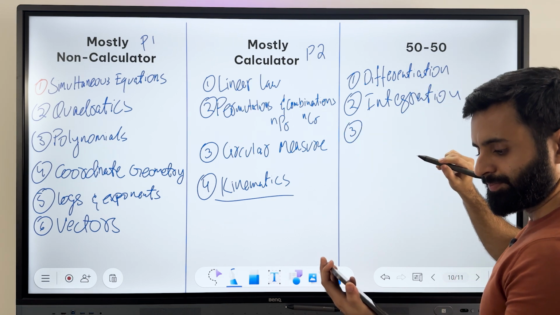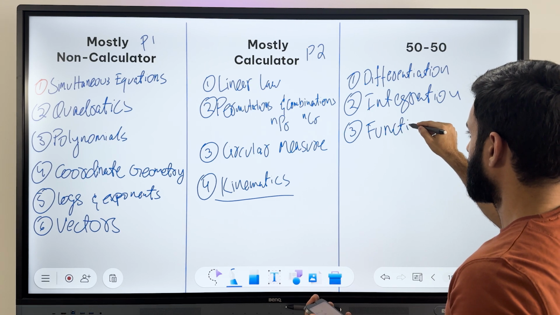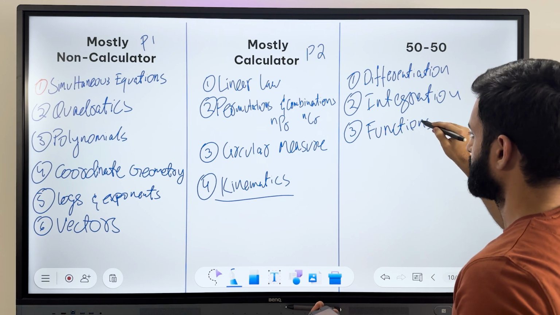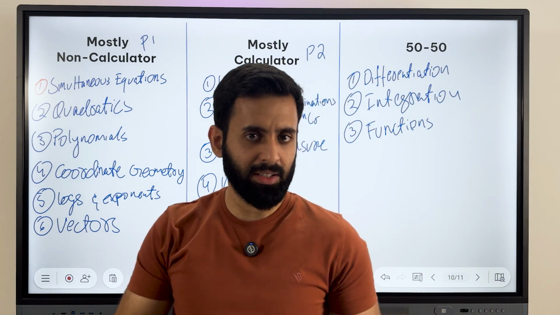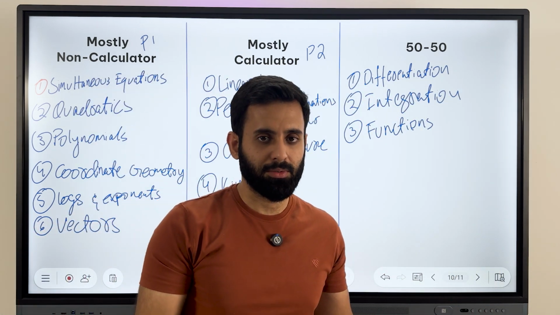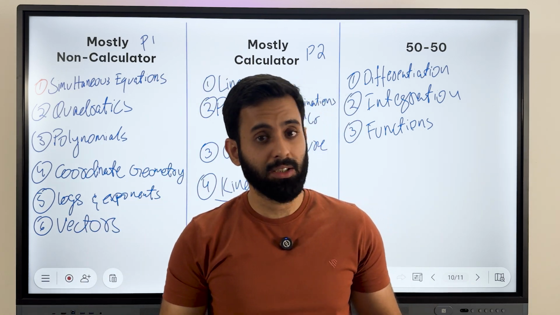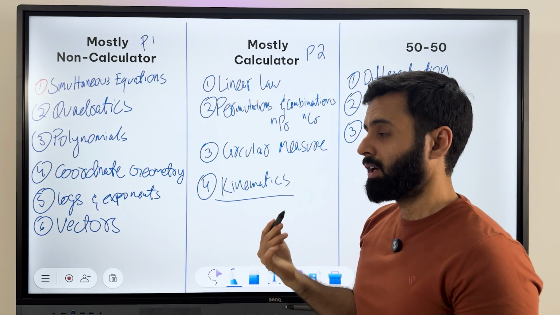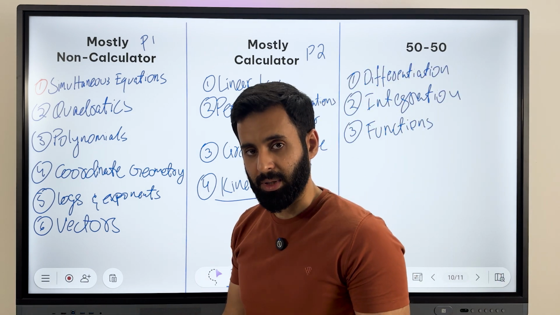Then number 3 is functions. So functions is also 50-50, okay? So there may be some questions of domain and range. Let's say you're given a quadratic function and you're supposed to find out the range. Very easy, you don't need a calculator. But what if you're given an exponential function, you're supposed to find out the range? You might need a calculator. What if you're given a logarithmic function, you're supposed to find out the range? You might need a calculator.